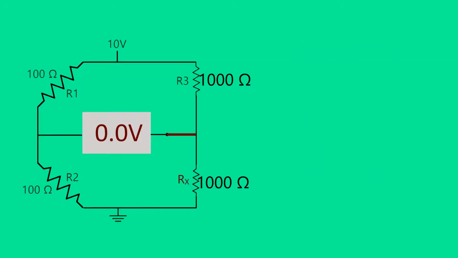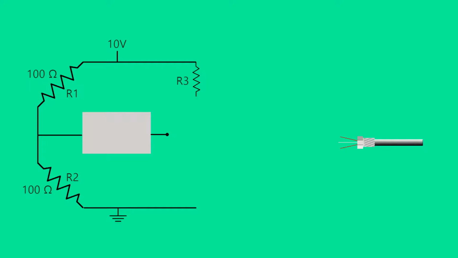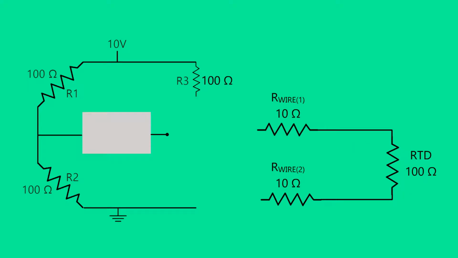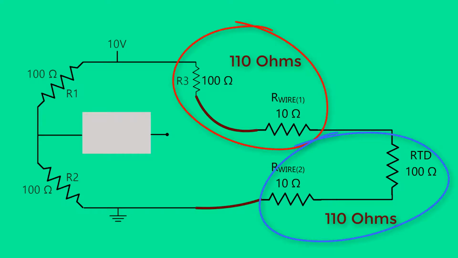First, note that the conductors used to connect the RTD are typically the same size and the same length. Therefore, the conductors have the same resistance. In the example, the resistance of each wire is 10 ohms. Notice the result of the circuit when the RTD is connected. The result is 4 resistor values.